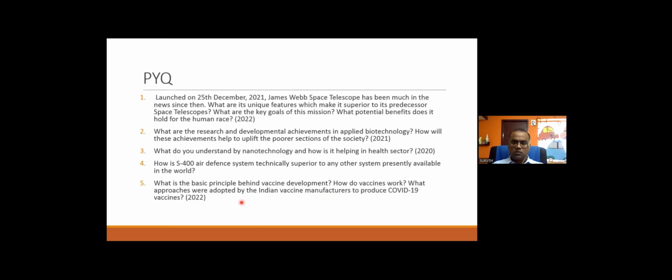Because I have already told you what the various approaches in vaccine development are: mRNA, DNA, the various mechanisms. I have already mentioned them to you. So this is the question. The types of vaccines also you can say. I have already given these questions in your notes. So this is last year's question.